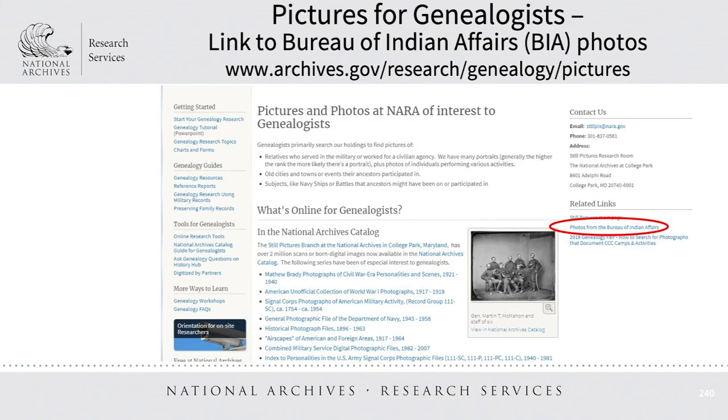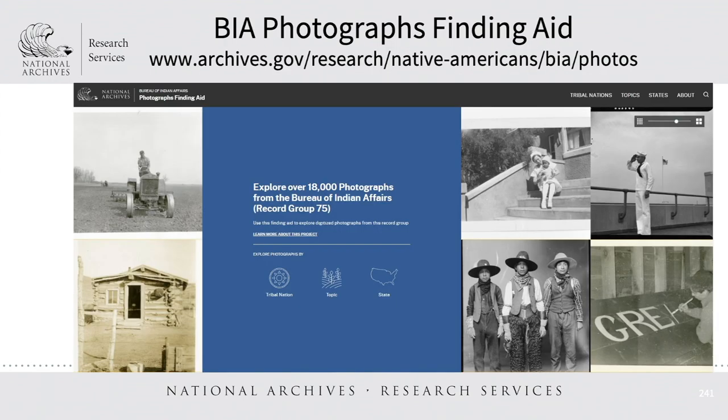And lastly, on the pictures page for genealogists, I want to point out the link on the right to photos from the Bureau of Indian Affairs. This is a new finding aid that pulls images from the National Archives catalog, and you can search by tribe, by topic, or by state name to filter the images.